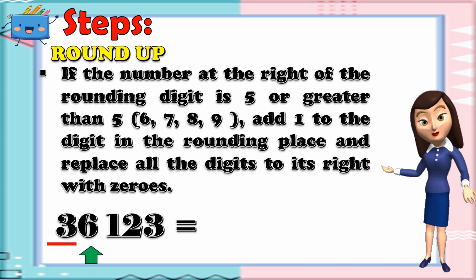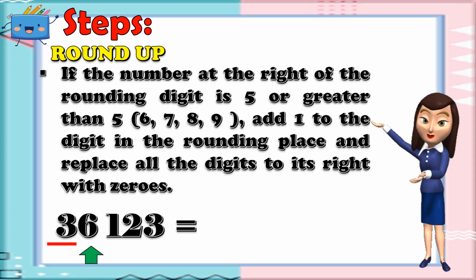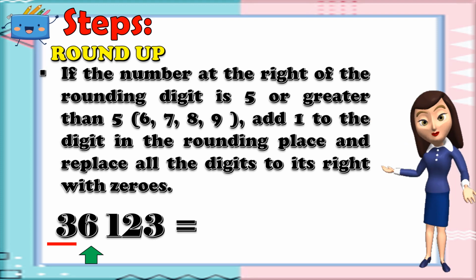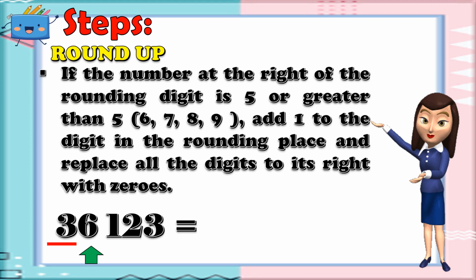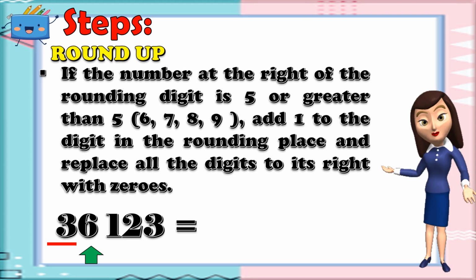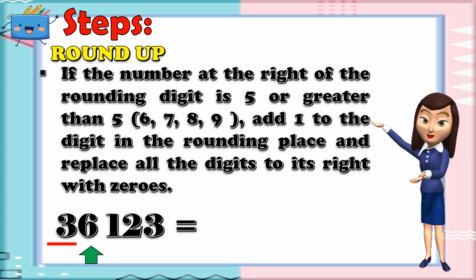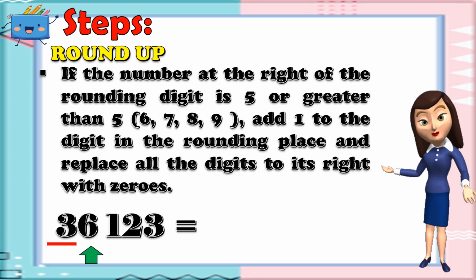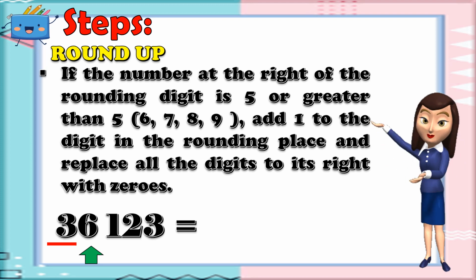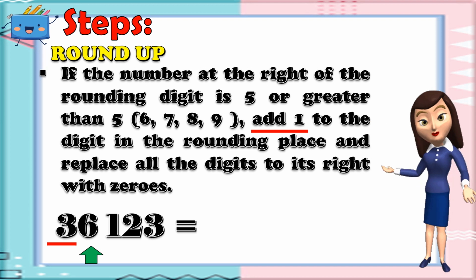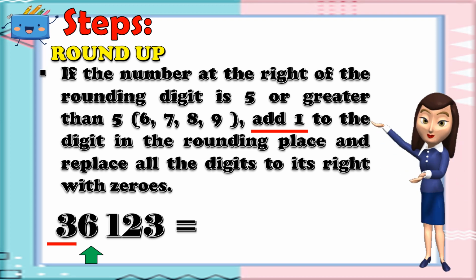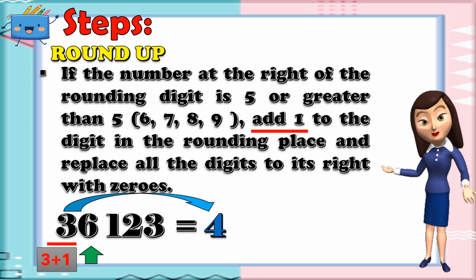Ibig sabihin, kapag ang katabi daw ng i-round off nating number ay 5 o mas mataas sa 5 o ang mga number na 6, 7, 8, and 9, ang gagawin natin ay add 1 to the digit in the rounding place and replace all the digits to its right with zeros. Add 1. So, magpa-plus 1 tayo sa rounding digit. So, ang rounding digit natin ay 3, plus 1 ay magiging 4.